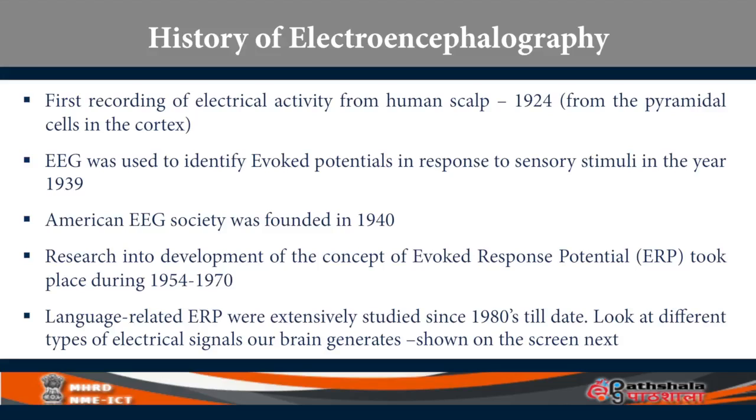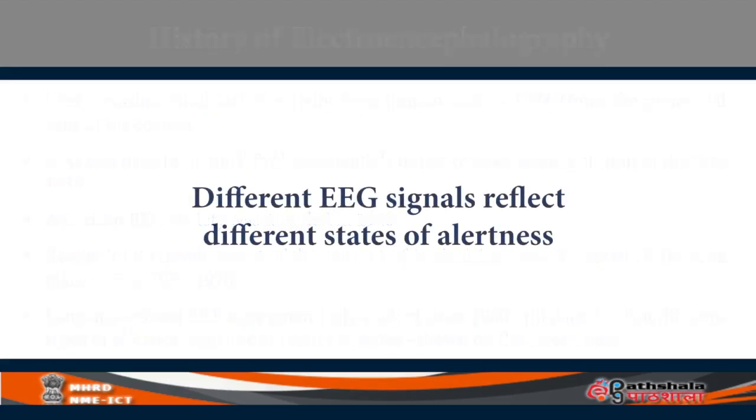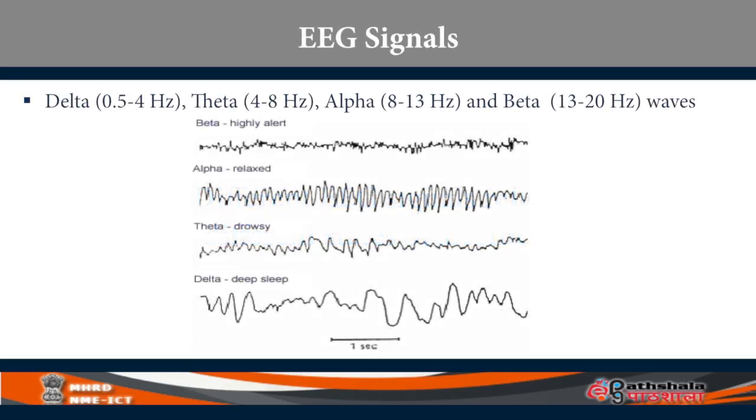Let's start by looking at the different kinds of electrical signals the brain generates. In the picture on the screen, you will see different waveforms from bottom to top. The lowest one is called the delta wave. It is elicited when you are in deep sleep and not conscious. Delta wave frequency ranges from 0.5 to 4 hertz.